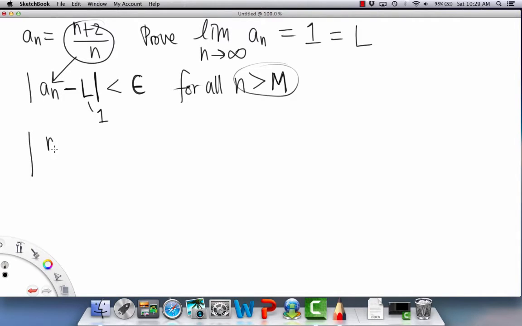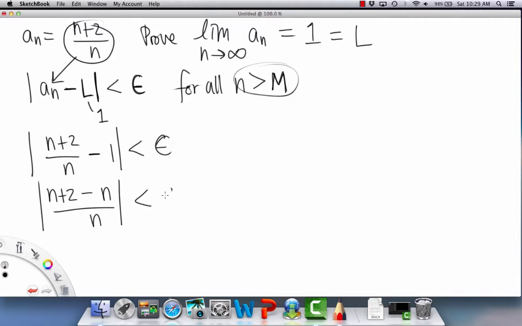So we can say the absolute value of (n plus 2) over n minus 1 is less than epsilon, this backwards e thing. Then for this part, let's get a common denominator. So we get (n plus 2 minus n) all over n, because this was the minus 1 here, and then less than epsilon. You see how the n and the minus n on top cancel, so that's good. And we get 2 over n is less than epsilon.